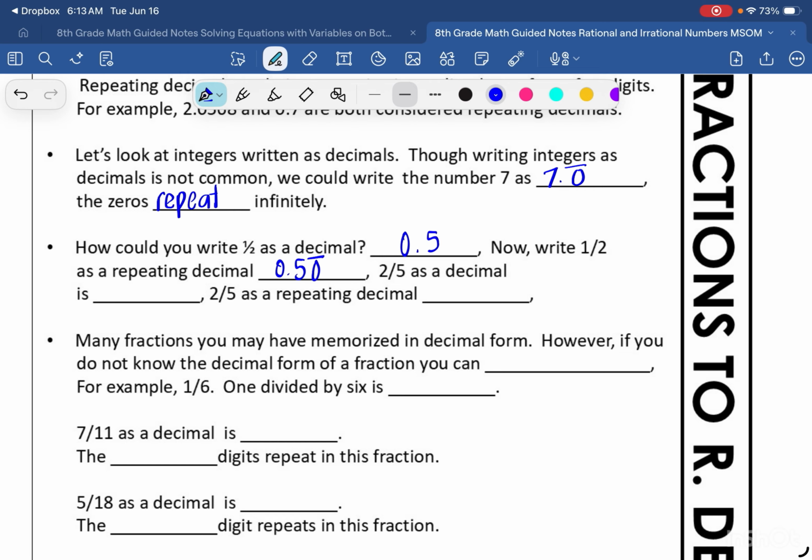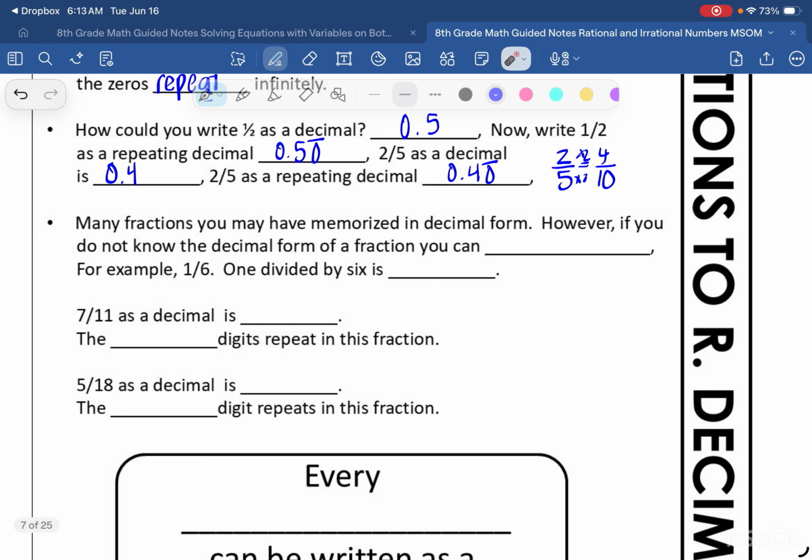2/5 as a decimal. If you don't know that, 2/5 is the same as, you can multiply each of those by 2. So 4/10, which is 0.4. And as a repeating decimal would be 0.40 repeating. Like I said, we don't usually write numbers like this, but that is what is actually happening. Many fractions you may have memorized in decimal form. However, if you do not know the decimal form of a fraction, you can divide.